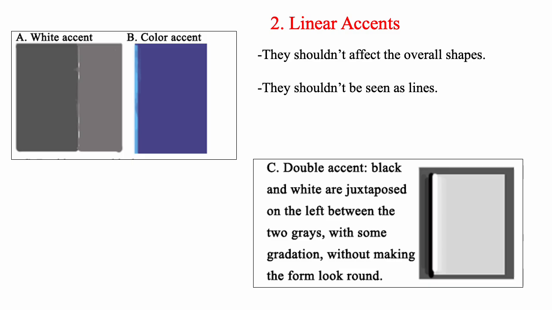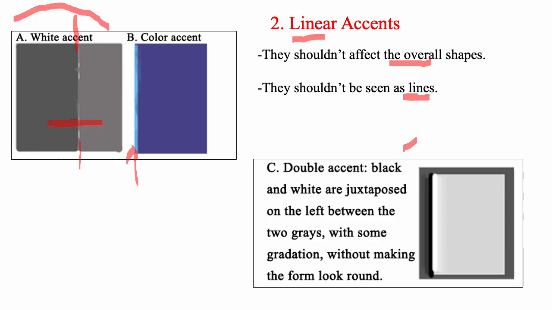The second type of accent is called a linear accent, and it shouldn't affect the overall shape, and they shouldn't be seen as lines. So in the first one here, we have a light and a dark gray, so we can use either white or black as the accent line, and you can see that this separates the two values, but itself doesn't really look like a line. Now, instead, you could use a light blue here to brighten up the overall blue shape.